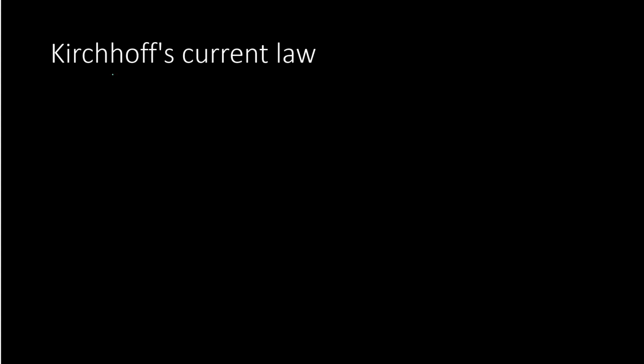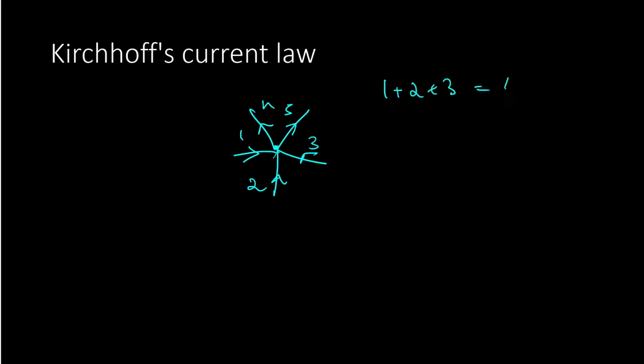Kirchhoff's current law states that the currents entering a node are equivalent to the currents exiting from a junction or a node. If we consider this node here, there are many branches, and some currents are entering and some are exiting. So Kirchhoff's current law says that the sum of the currents entering a particular node is equal to the sum of the currents exiting. So this is 1, 2, 3, 4, 5, then 1 plus 2 plus 3 is equal to 4 plus 5. Obviously these are currents, not numbers.